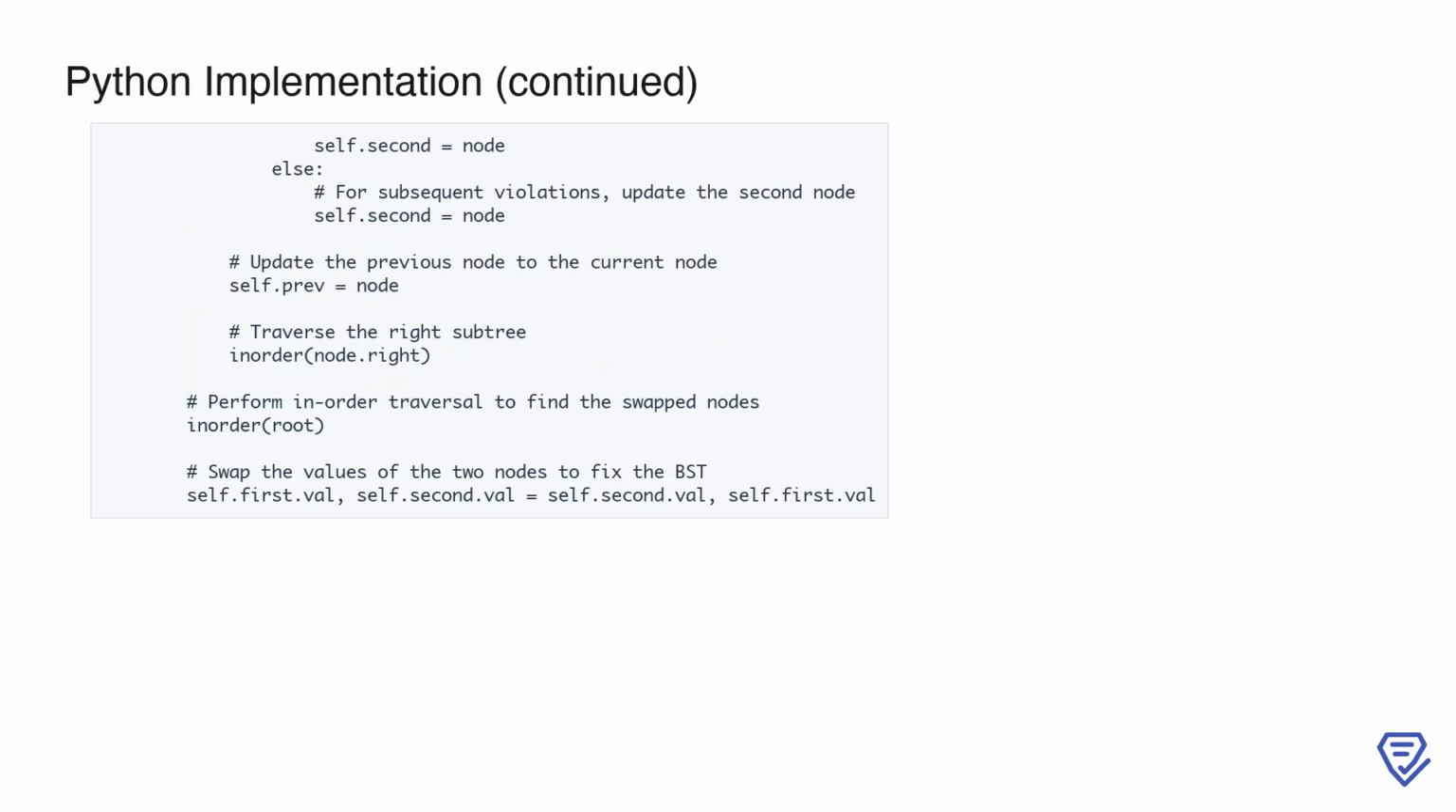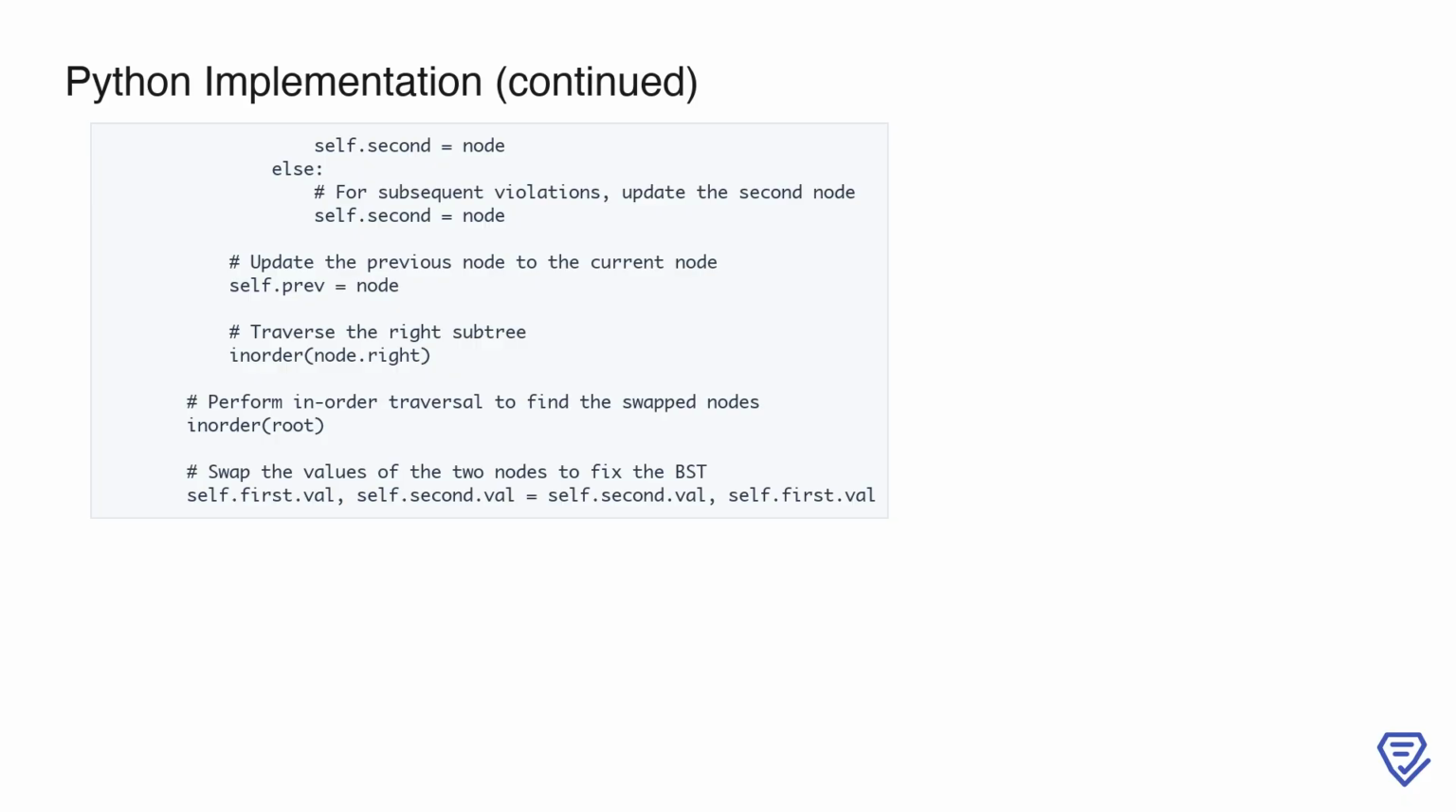As the traversal proceeds, we compare the value of the current node with the value of the previous node. If the value of previous is greater than the value of the current node, it indicates a violation of the BST property, meaning that these two nodes may have been swapped. For the first violation, we store both previous and the current node as first and second, respectively.